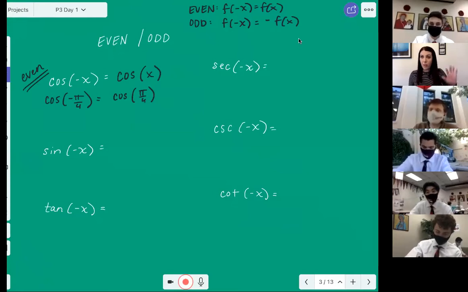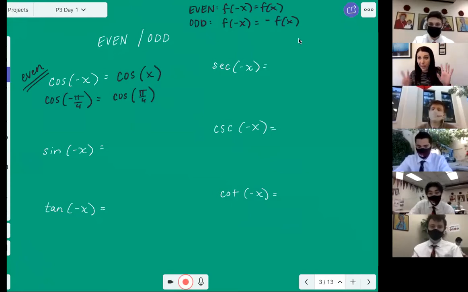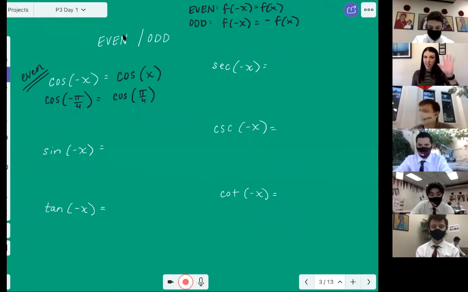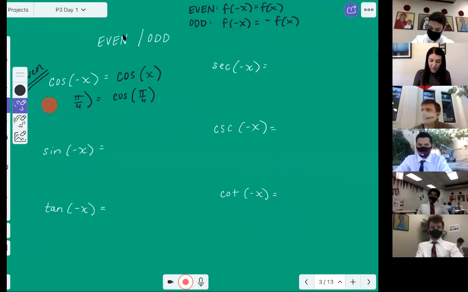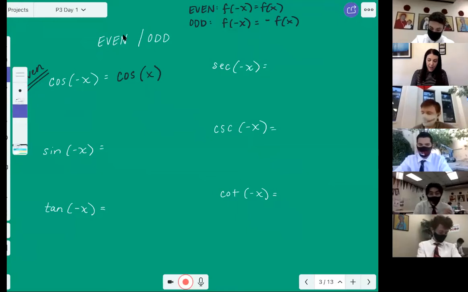For pi over 4, that would be the first quadrant or the negative first quadrant. You would get the same value. You would get that positive rad 2 over 2 in both of those for cosine, right? You plug in that negative value, you still get positive rad 2 over 2. But it works for any angle, even outside of that first quadrant, okay?